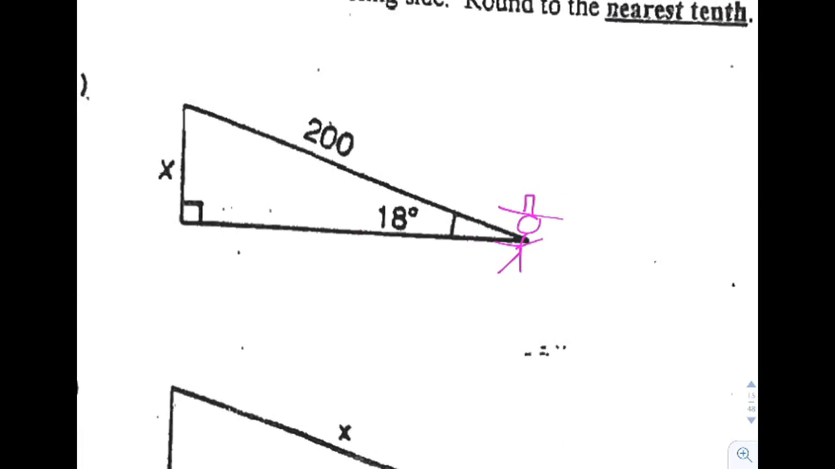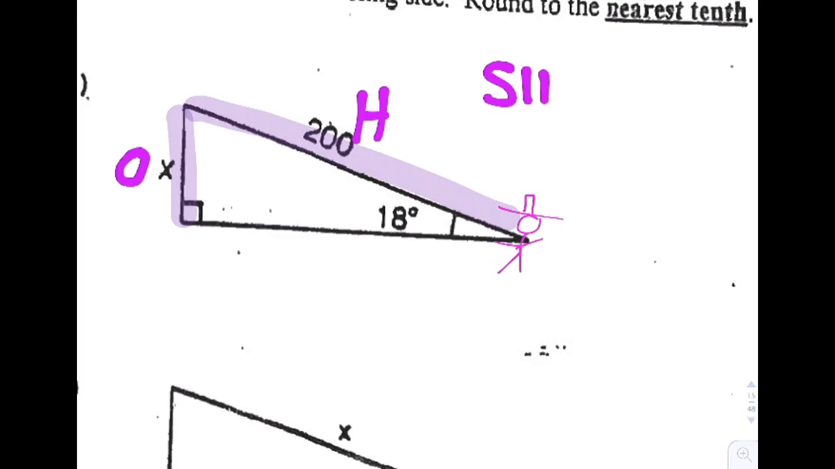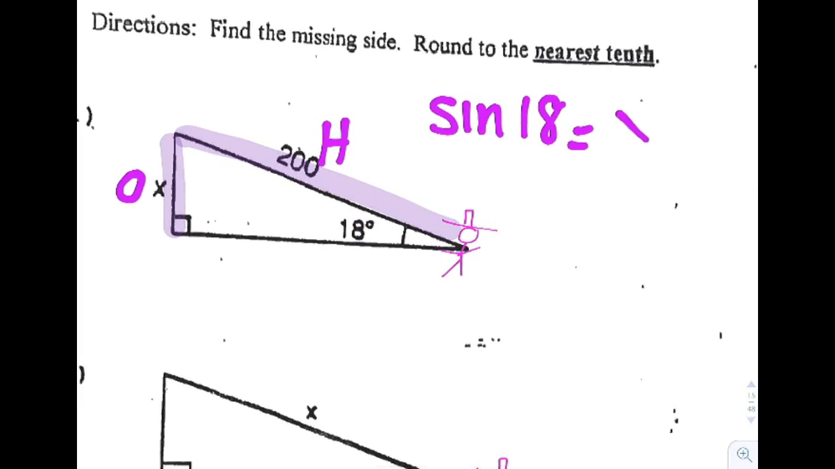Okay, so I put my stick figure at the angle 18 degrees, that's my reference angle, and the two sides that I'm dealing with are the opposite and the hypotenuse. I'm not using the adjacent at all in this problem. Opposite and hypotenuse is sine. So it's the sine of 18 equals the opposite over the hypotenuse.